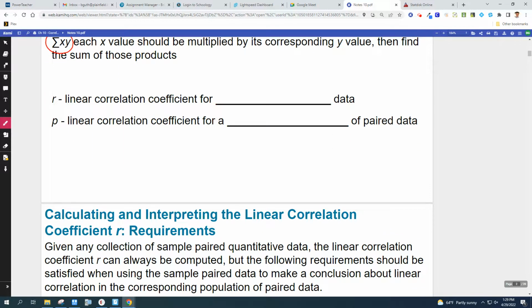R is the linear correlation coefficient for sample data. This one looks like a P, but we pronounce it rho. It's a Greek letter. This is the linear correlation coefficient for a population of paired data. Honestly, the sample is going to be more important. We're going to deal with that a lot more, so we more care about the sample, I think.